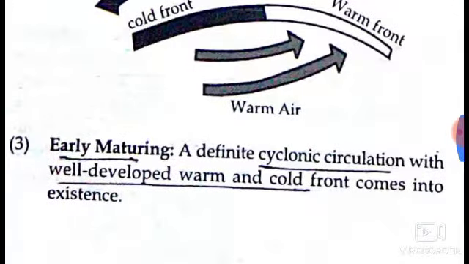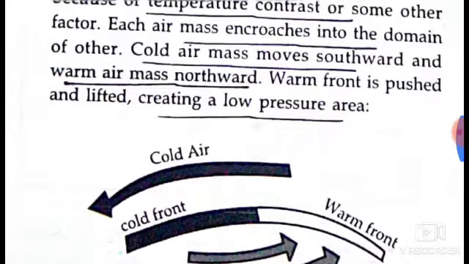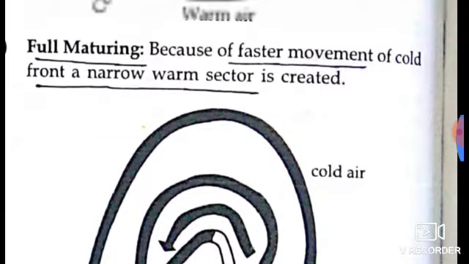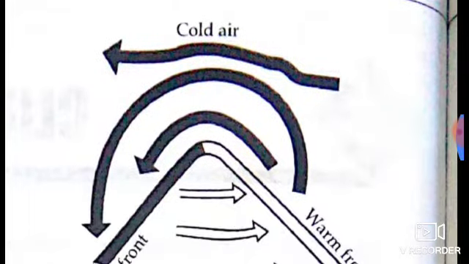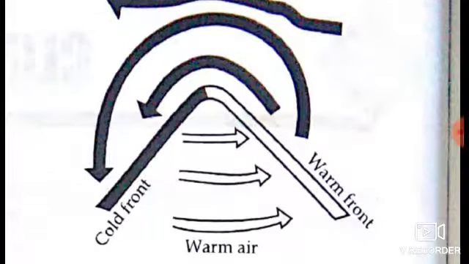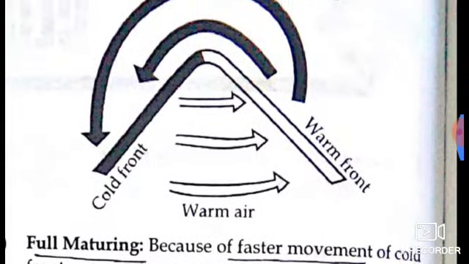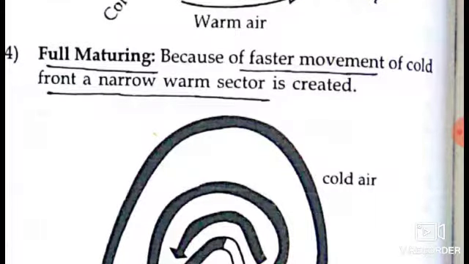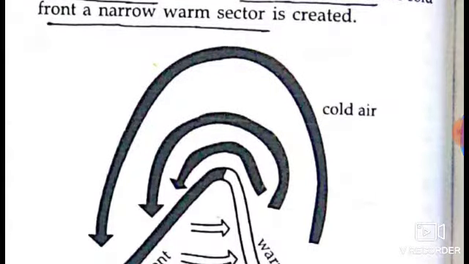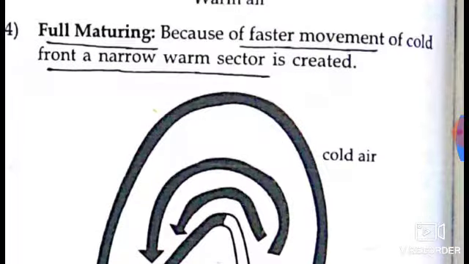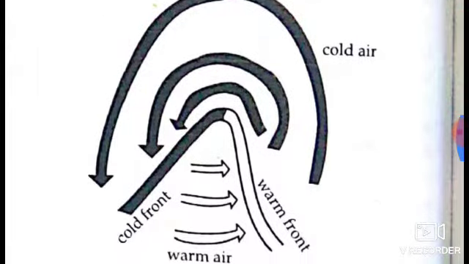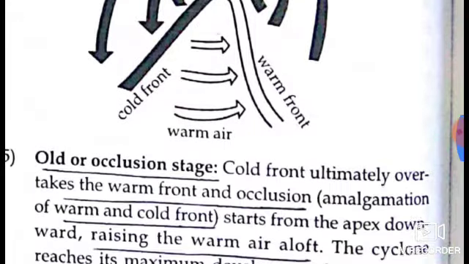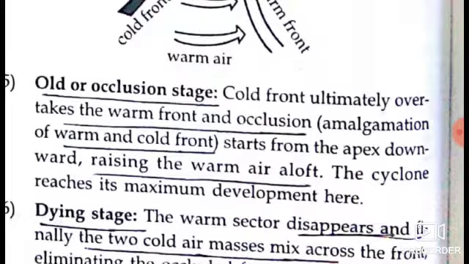Early maturing: a definite cyclonic circulation with a well-developed warm and cold front comes into existence. Full maturing: because of faster movement of the cold front, a narrow warm sector is created.